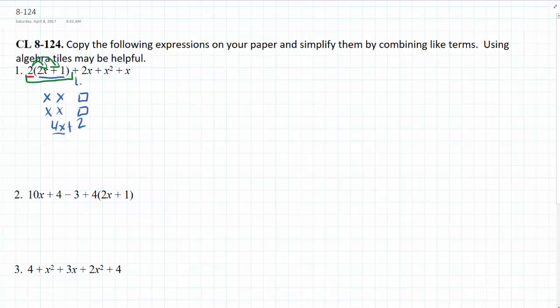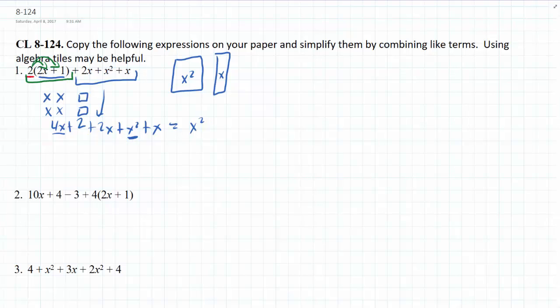Then the rest of the stuff I'm going to add to our expression: plus 2x plus x squared plus x. If we think algebra tiles, we only have one x squared. That's the only x squared. Remember, the x squared is a big square, whereas the x tile is just the rectangular one, so we can't combine the two. So our expression will have x squared because that's the only x squared.